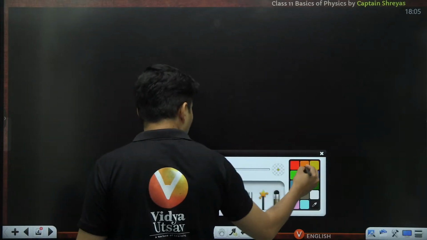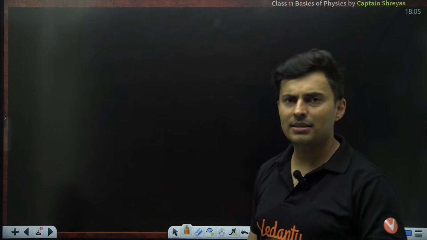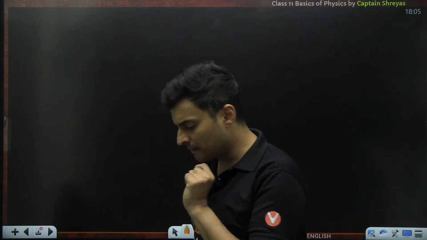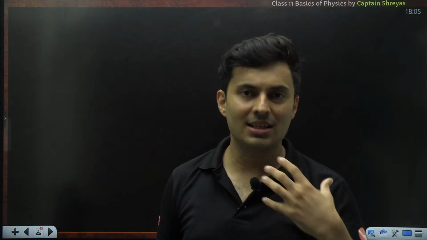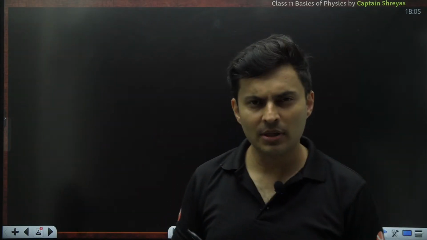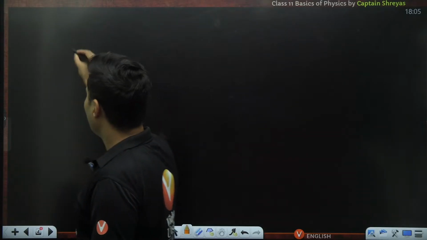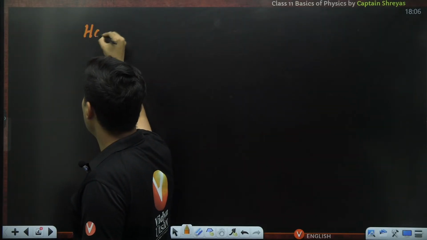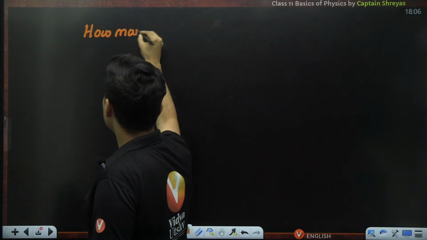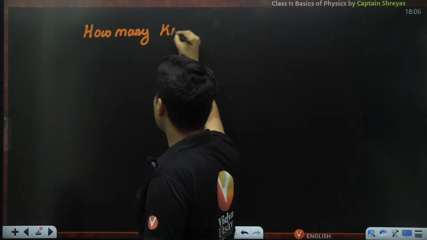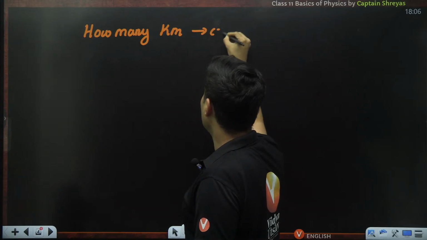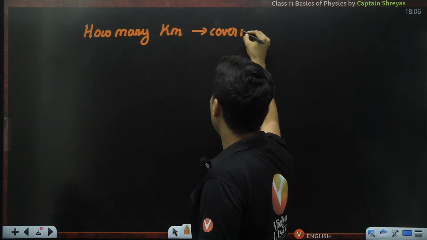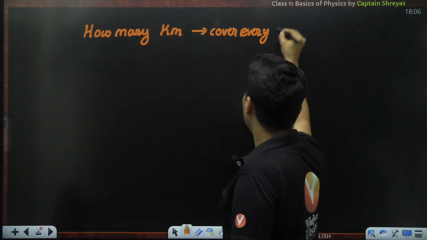Okay. So to talk about these graphs and slopes and derivatives, let's understand one thing. See, there are many things in physics which depend on something called the slope concept or derivative concept. All right. For example, when I tell you how many kilometers do you cover every hour, every hour?